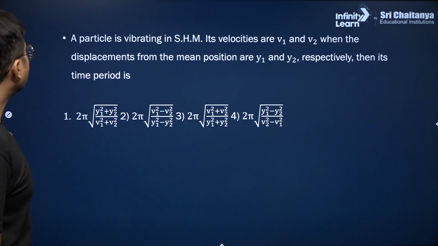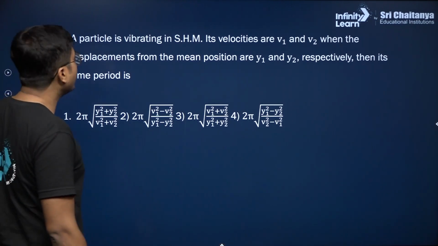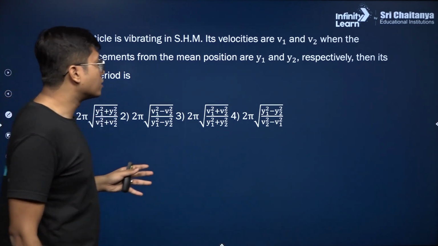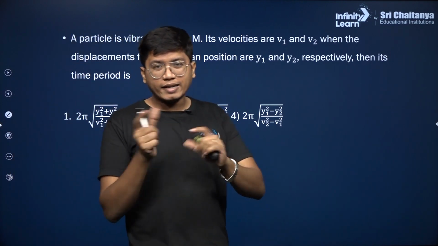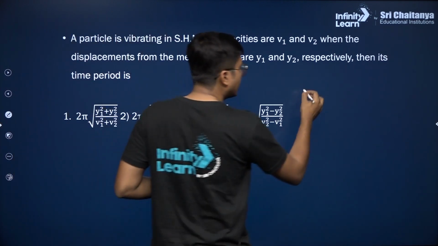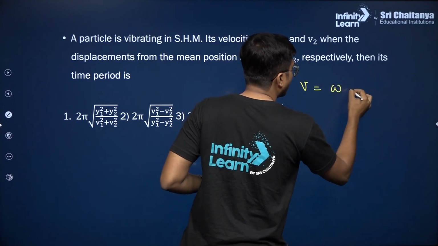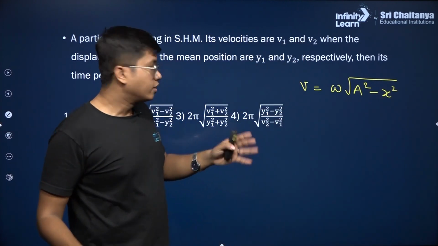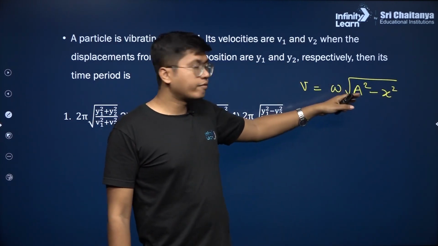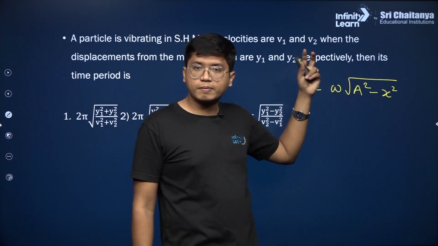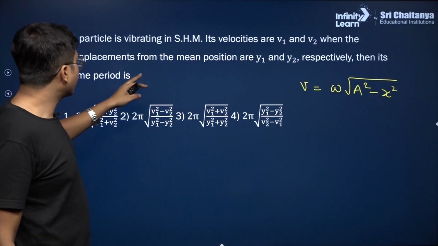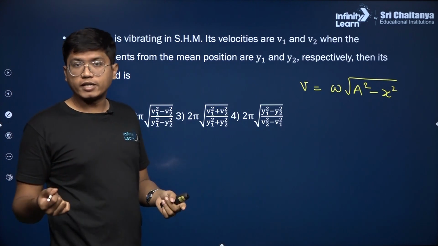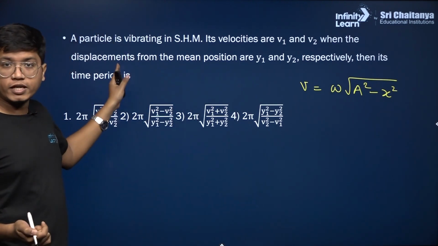Next up, it says that a particle is vibrating in SHM. Its velocities are v1 and v2 when displacement from mean positions are y1 and y2 respectively. Then its time period is, we know the relation for the velocity at any displacement from the mean position. It's given by v is equal to omega into root over of a square minus x square, right? Here omega is the angular frequency, a refers to the amplitude of the oscillation, x is the displacement from the mean position. So omega can also be written as 2 pi by T, right? Because we need the time period here.